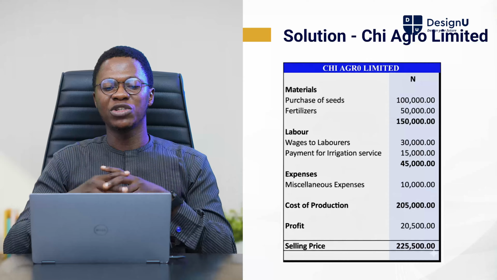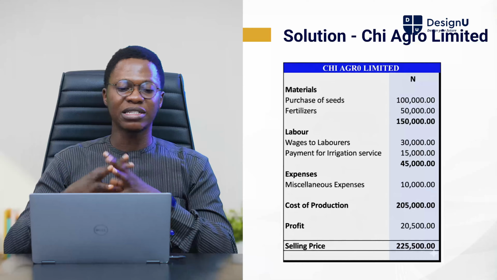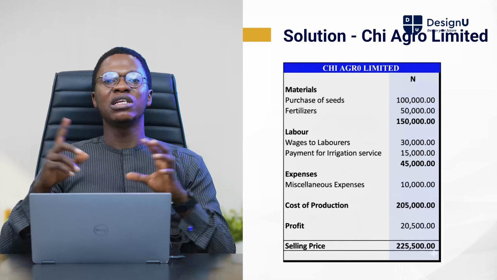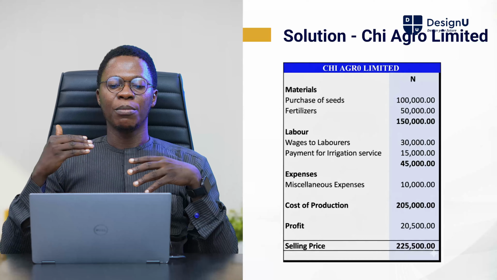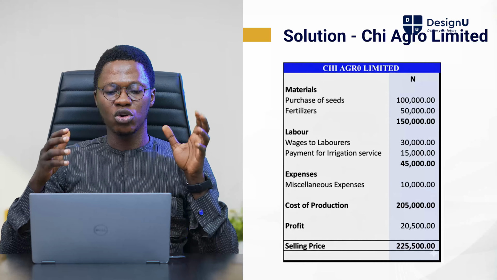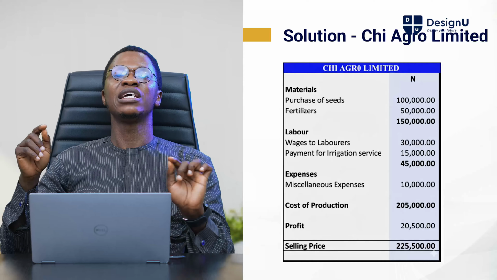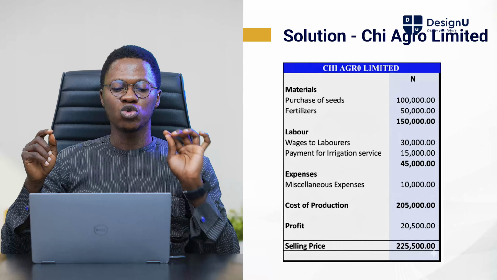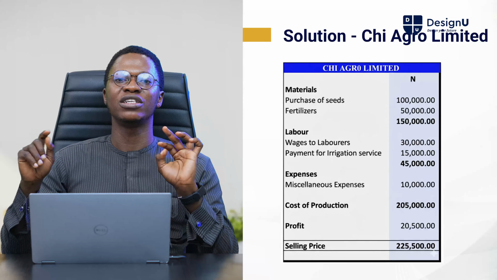You have the cost of material, which is the purchase of seed 100,000, fertilizers 50,000, labor cost, which is wages to laborer 30,000, payment for irrigation service 15,000, making a total of 45,000. Then expenses, those are miscellaneous expenses, other indirect costs is 10,000 naira. So if you add everything together, 10,000 plus 45,000 plus 150,000, the cost of production then comes to 205,000. Because Chi Agro is to make 10% on cost as profit, then 10% of 205,000 is 20,500, bringing the selling price to 225,500 naira. So Chi Agro Limited will be charging 225,500 naira for this project.